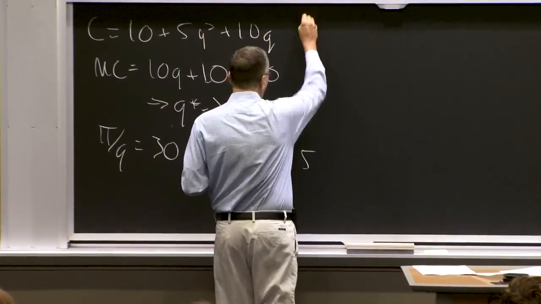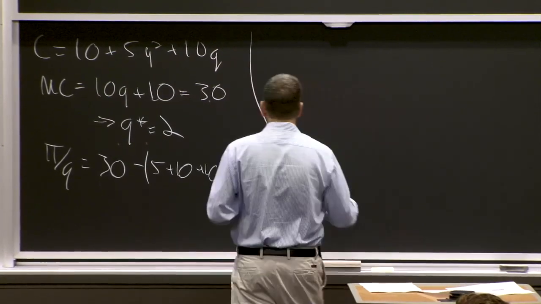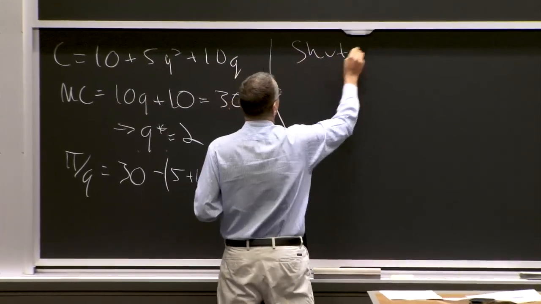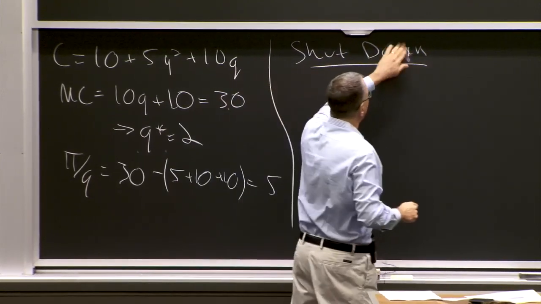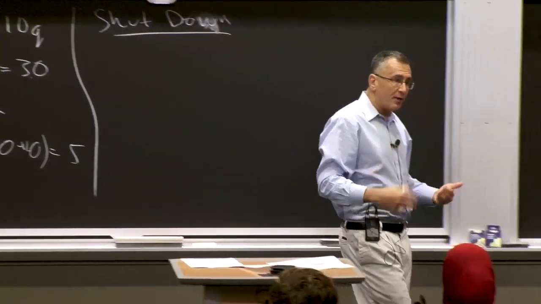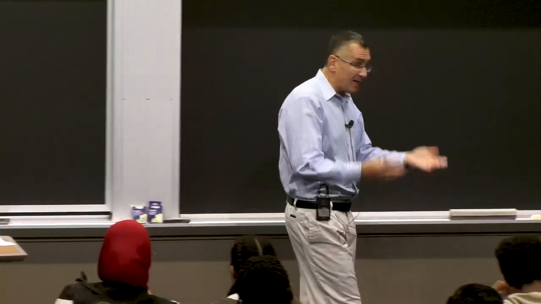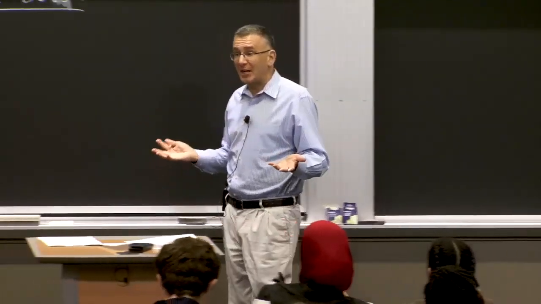Now, let's go to the other point I tried to cover last time, then I'll get straight on, which is the shutdown decision. Remember, we are in the short run. In the short run, there's no entry and exit. The firm can't literally leave, but it can just produce 0. That we call the short run shutdown decision.